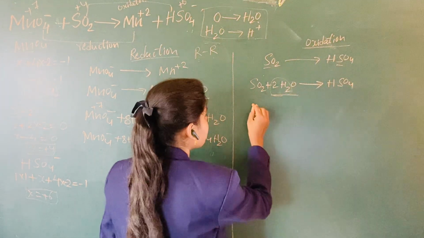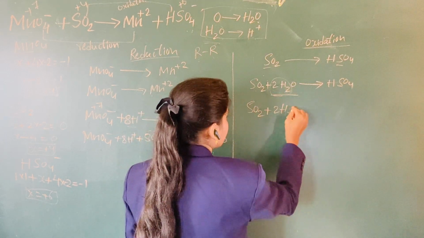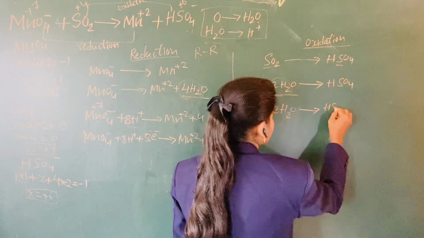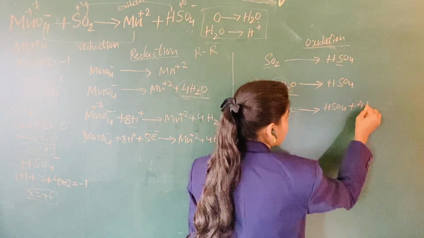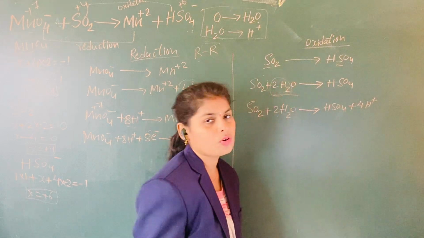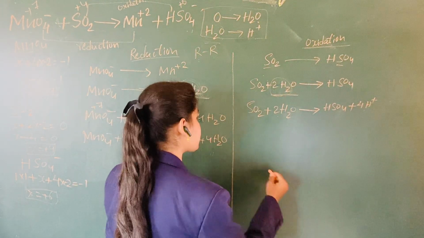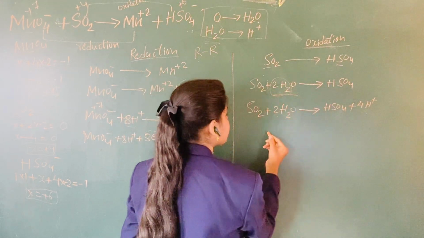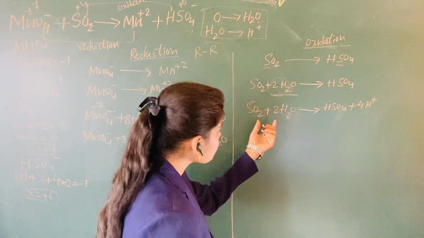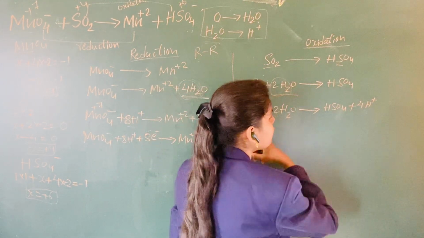So the equation becomes SO2 plus 2H2O gives rise to HSO4 plus. Since we have 4 hydrogens, add 4H plus. Now look at the oxygen and hydrogen, it is all balanced. In the reactant side I have 4 hydrogens, and the products also have 4 hydrogens. In the reactants I have 2 oxygens plus 2 oxygens, 4 oxygens, and here also I have 4 oxygens.